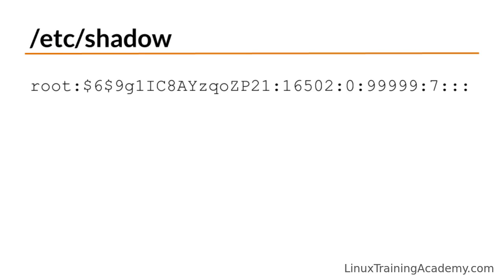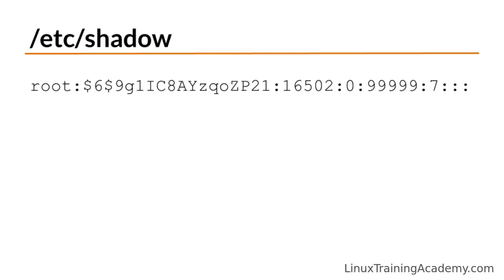Like the /etc/passwd file, the /etc/shadow file contains a series of fields separated by a colon. The first field is the username. The second field contains the encrypted password. The third field is the number of days since January 1st, 1970 since the password has been changed. The fourth field is the number of days before the password can be changed. The fifth field is the number of days after which the password must be changed.